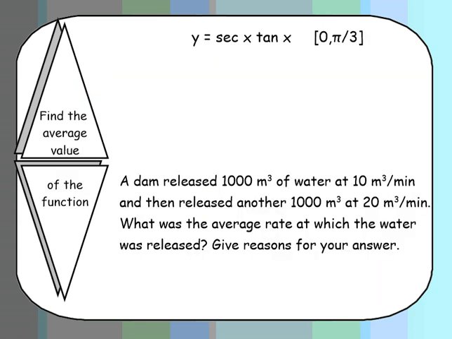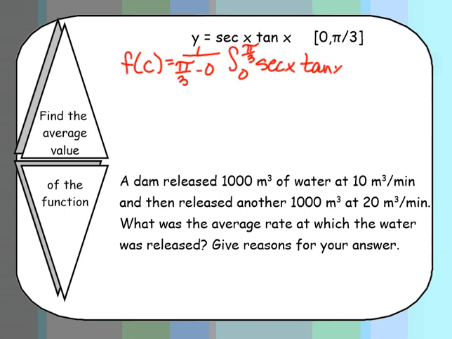I'm going to move on quick here. Okay, so I have y equals secant x tangent x from 0 to pi over 3. We're going to run through this real quick. F of c equals 1 over pi over 3 minus 0, times the integral from 0 to pi over 3 of secant x tangent x dx. And I'm going to let y'all go from there. Work through it, see what you get. Your answer should be 3 over pi. Double check and make sure that it is.